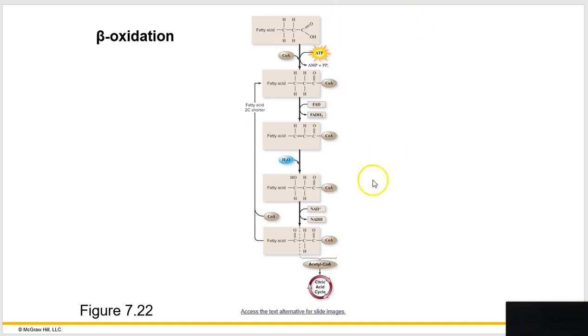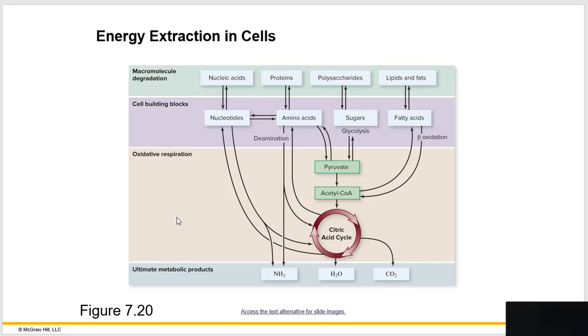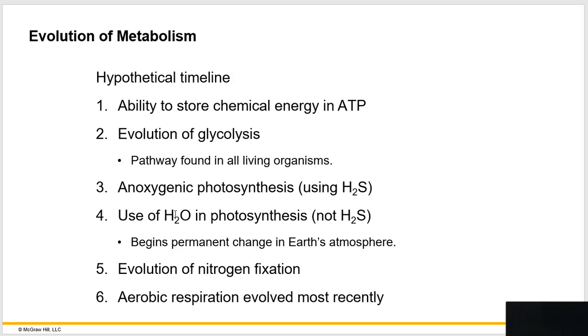This is that process. You don't have to memorize this process here. And this is just an overview of how energy is extracted in cells. You can take a look at that. This is a hypothetical timeline of the evolution of metabolism, the ability to store chemical energy in ATP. So ATP was probably first, and then glycolysis came along where we took sugar, split it down, and produced ATP from it. Glycolysis is a pathway found in all living organisms: bacteria, fungus, plants, animals.